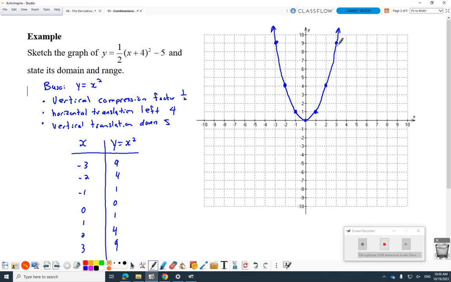Here's what table of values people will do. They'll go to their table of values, and they'll go vertical compression factor half. They'll write up here, vertical compression factor a half. If I'm going to do a vertical compression factor a half, then this table of values is not correct. I've got to take all the y values and multiply them by a half, or I could just divide by 2, all right? So either way, whether I'm multiplying by half or dividing by 2, here's my new y values. Here's the ones I should do. 4.5, 2, 0.5, 0, 0.5, 2, and 4.5.